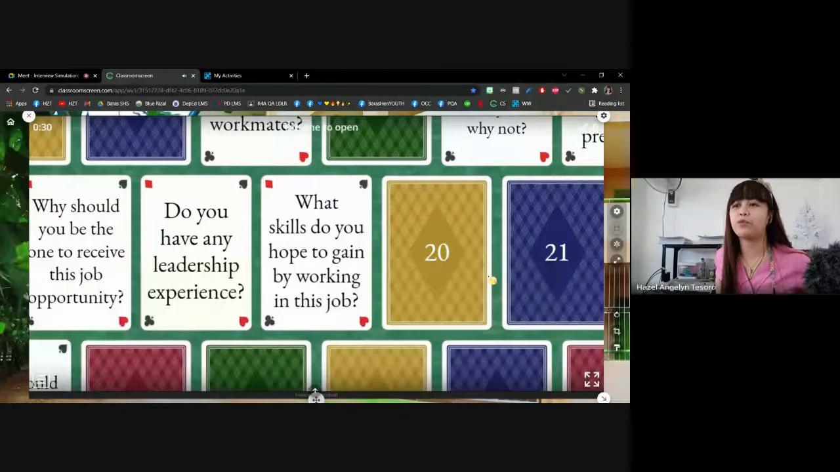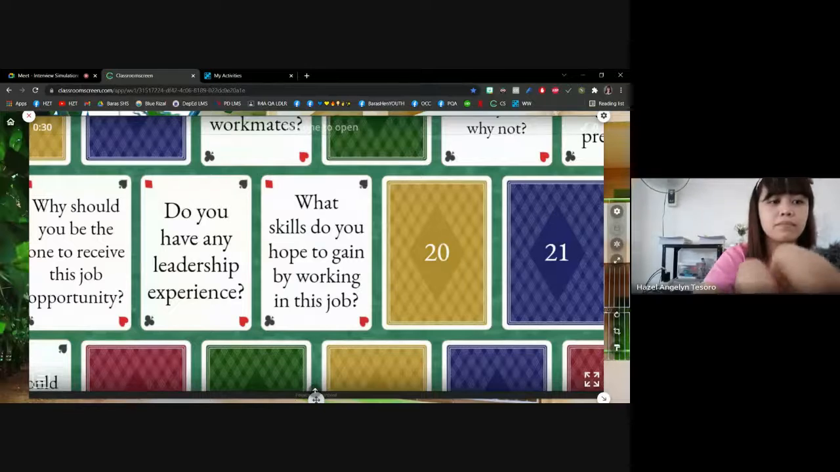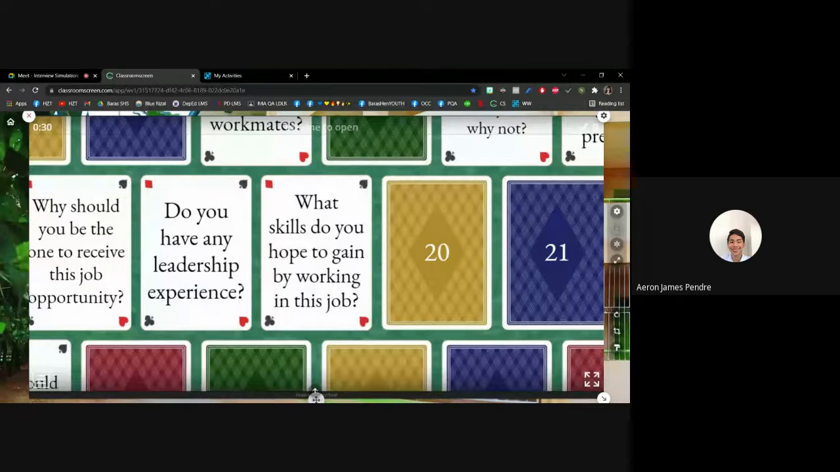What skills do you hope to gain by working in this job? The skills that I have to gain by working in these jobs will be being industrious and being patient because this work is not easy, and it will help me to gain more experience. This means I will always work hard to help the business succeed and prosper. Thank you po, ma'am.